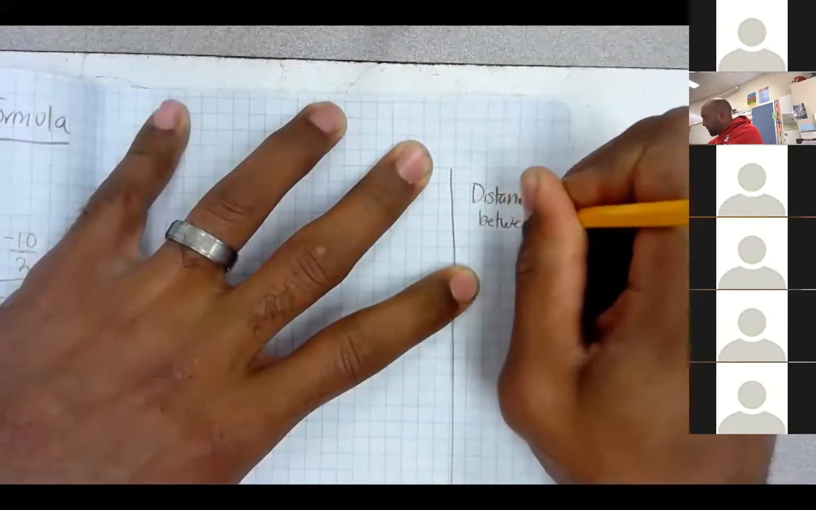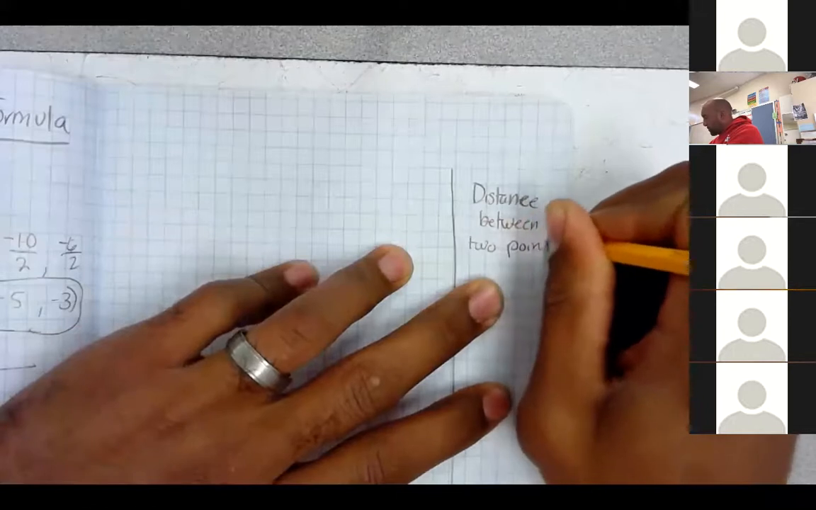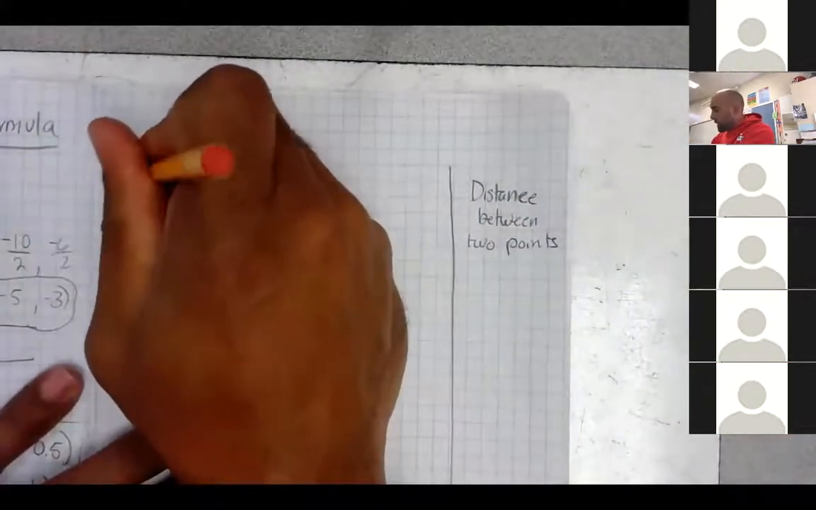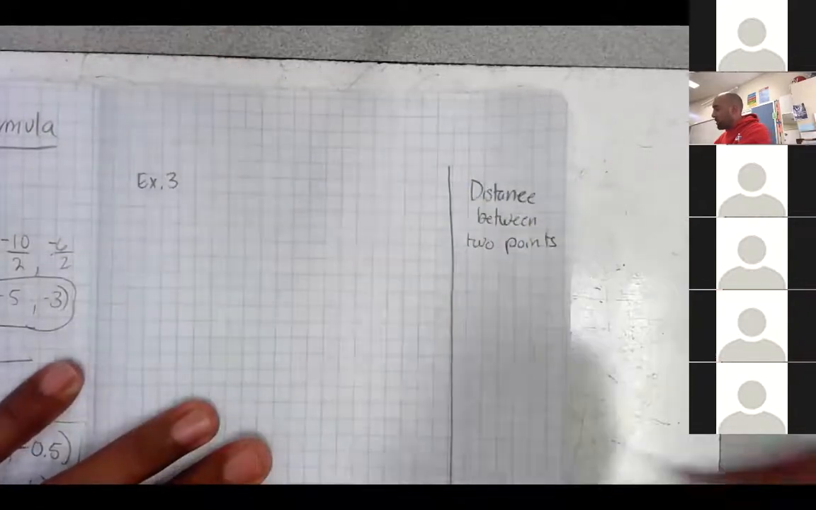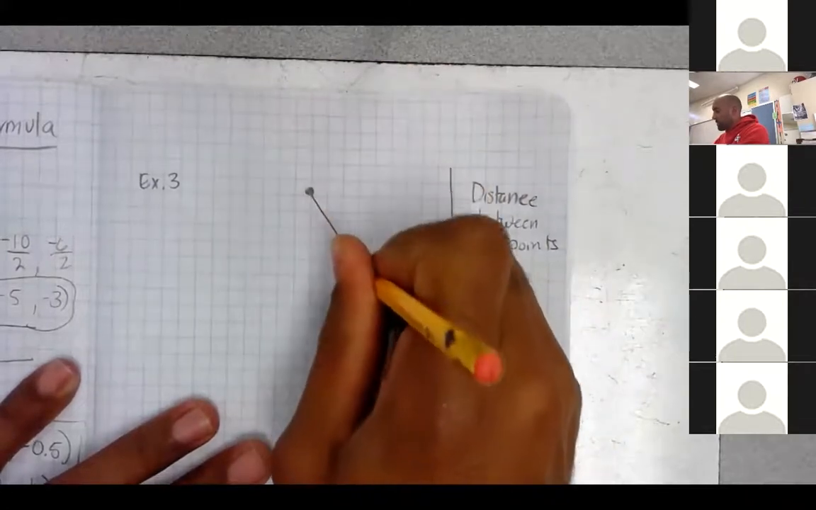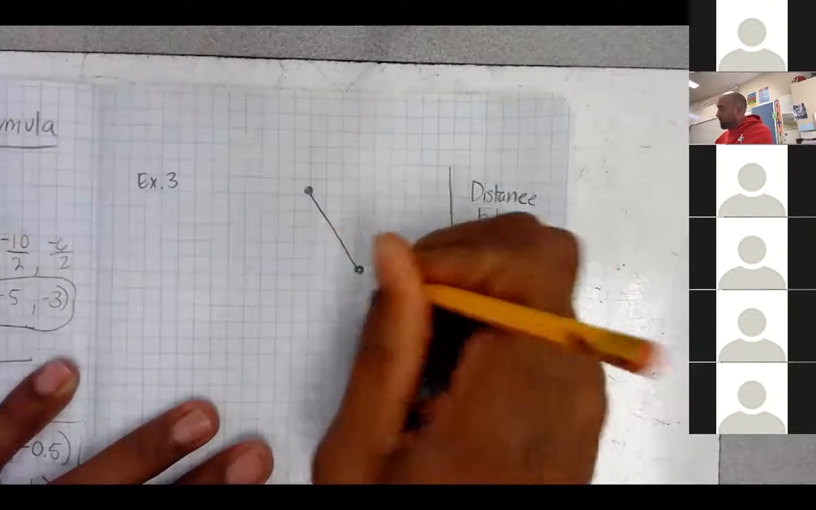between 2 points. Now, I'm not going to draw a graph. I'm not going to get all fancy like that. We're just going to kind of draw 1 point like this and kind of just draw a slant and 1 point here.